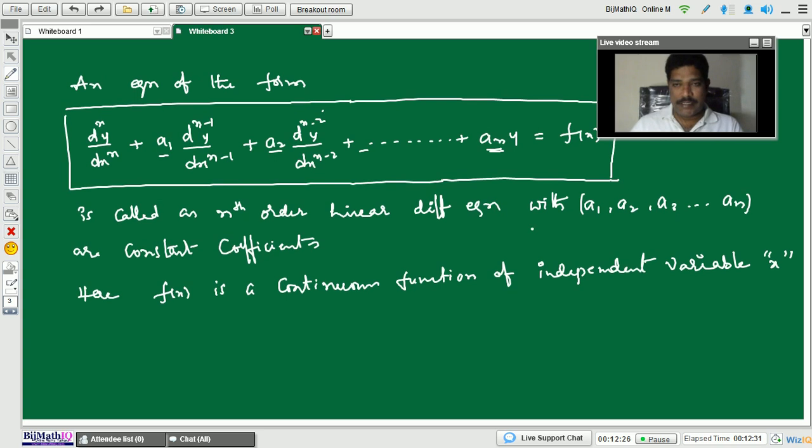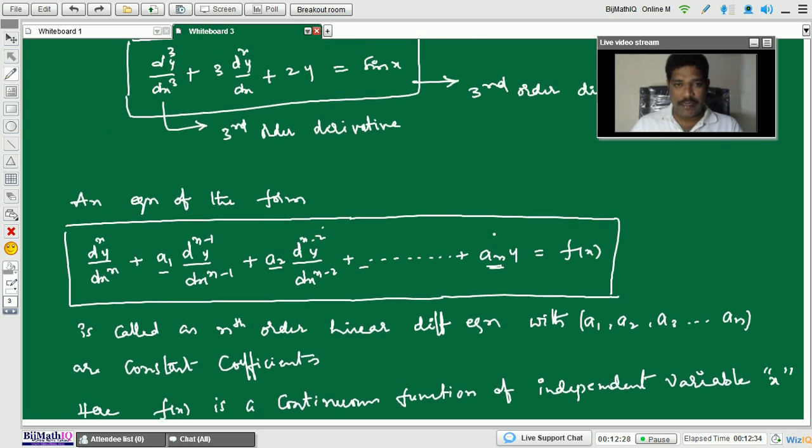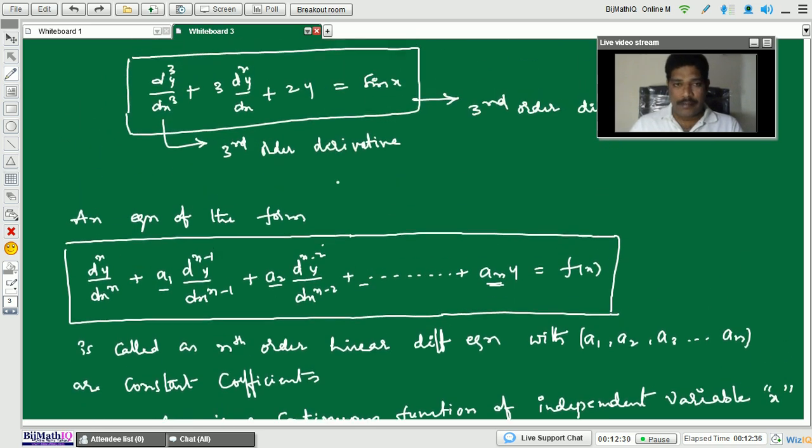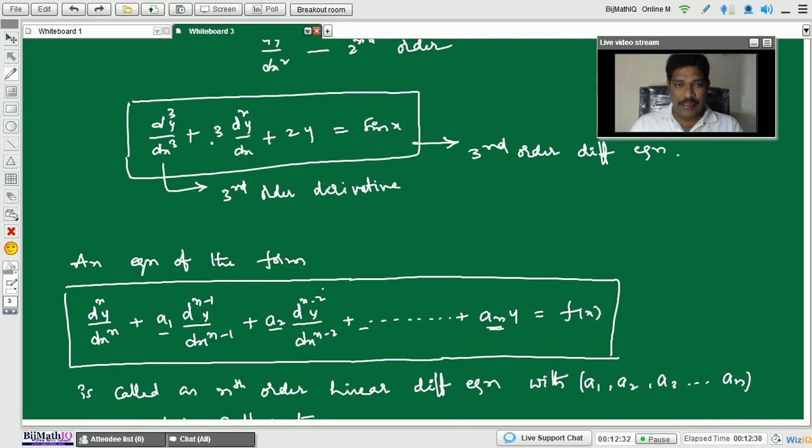Previously we discussed some examples. This is a third order differential equation. Here 3 and 2 are the constants, so this is called a third order linear differential equation with constant coefficients 3 and 2. The right side function is sin x, which is a continuous function.